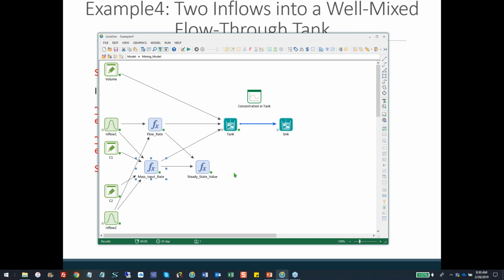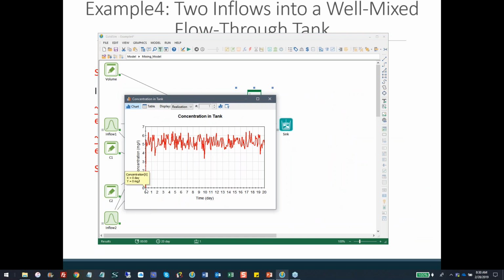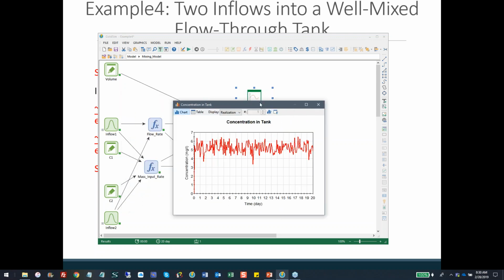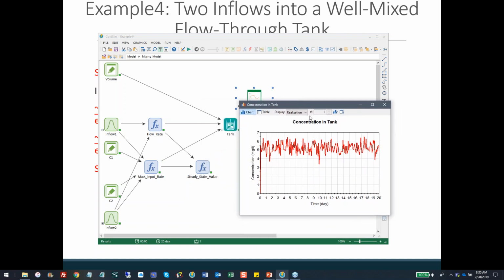So let's look at what the concentration in the tank looks like. Well, as you can imagine, the concentration of the tank started at 0. It instantaneously responded, and then it just bounced around. So that's my concentration in the tank. It's around 5.2, right? That's what we expected our steady state value to be, but we're bouncing around. So we're reacting to variability in these inflows, and GoldSim is calculating the concentration in the tank instantaneously, because it's instantaneously mixed, because our tank volume is so small.